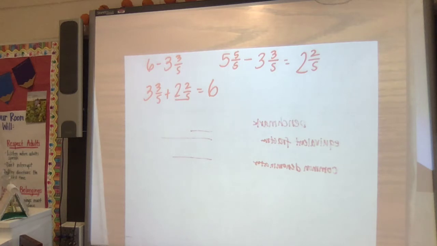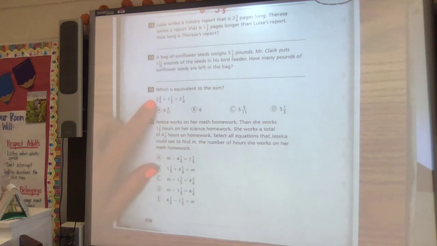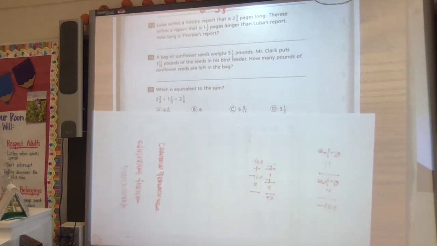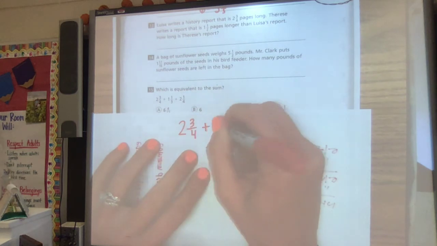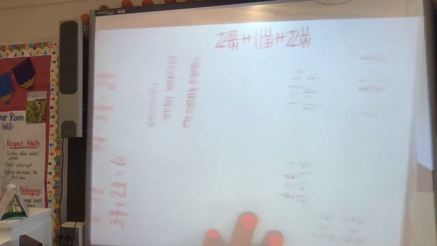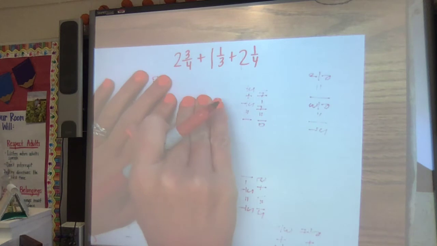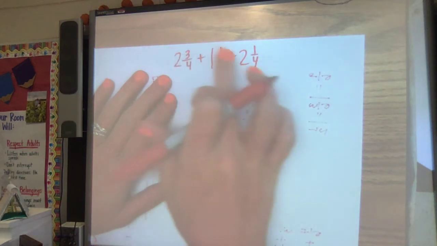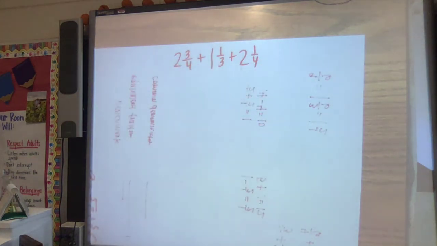Okay, let's come all the way down to number 15, which is equivalent to the sum 2 3/4 plus 1 1/3 plus 2 1/4. All right, we have 3 numbers. I'm going to write them right here. Again, there are different ways that you can do this. Some like to add 2 together and then add the third. I like to go ahead and add all 3 at the same time. Then I'm finding one common denominator for all 3 of them.